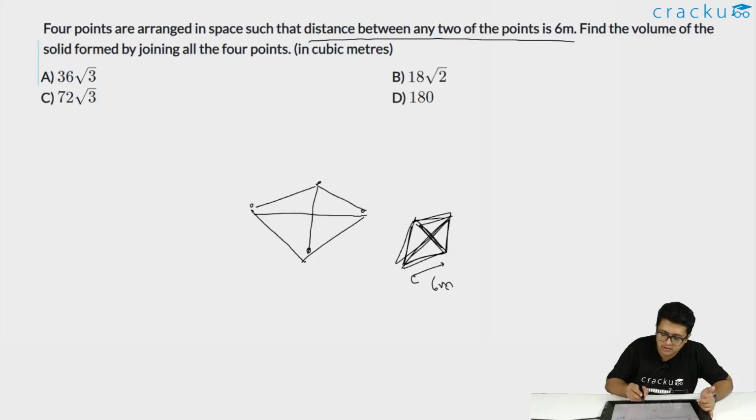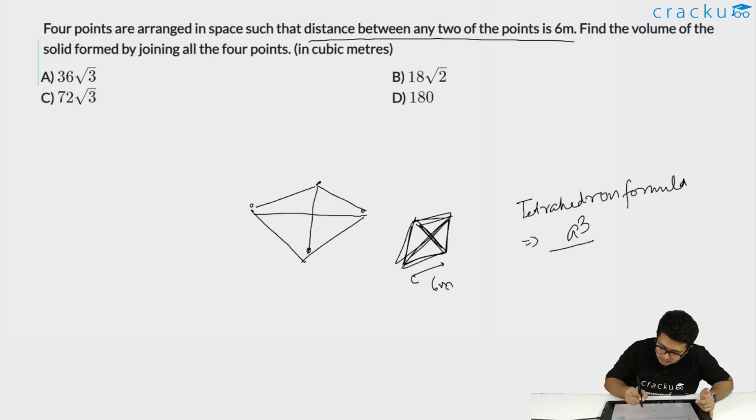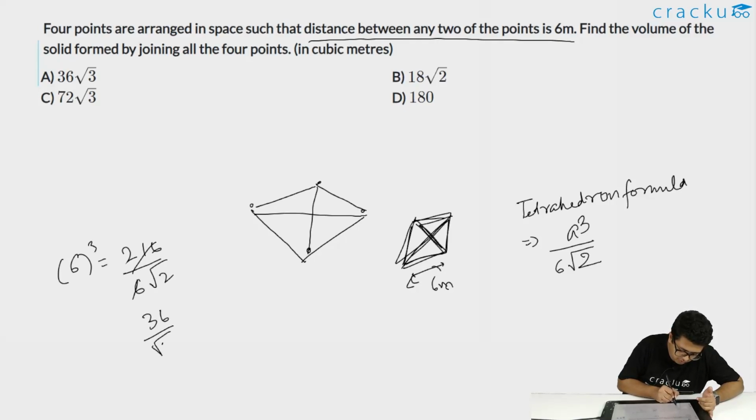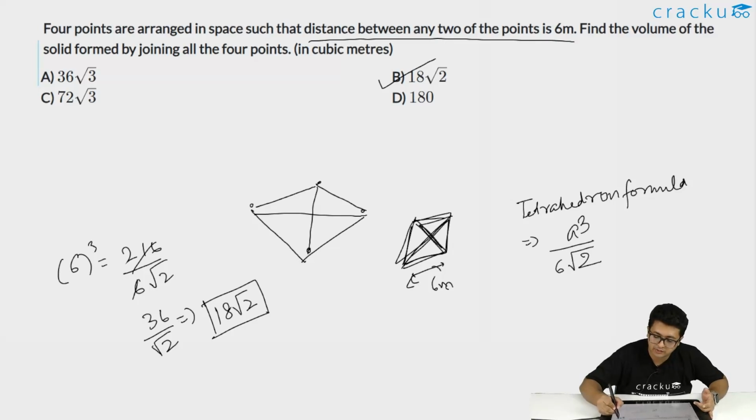Recalling the formula of a tetrahedron, we can write the tetrahedron volume is equal to a cube by 6 root 2. Right, so a here is 6 meters, since it's given that it's all equidistant. So 6 cube, which is 216 divided by 6 root 2. So this would be 36 by root 2, right? And this would be 18 root 2. Let's go to the next question.